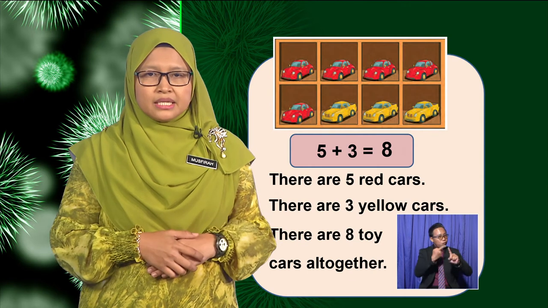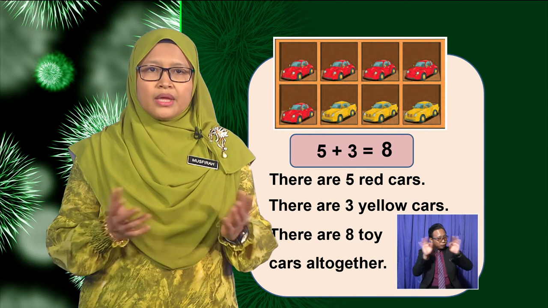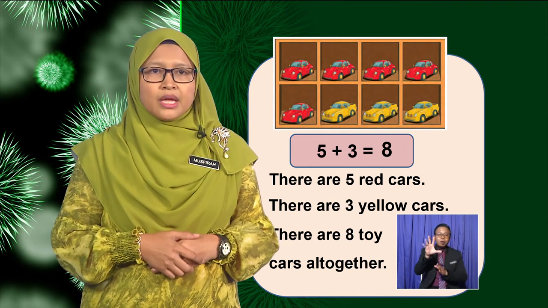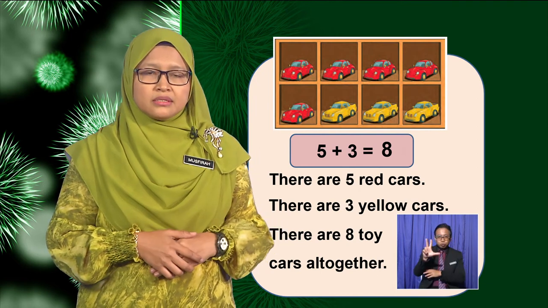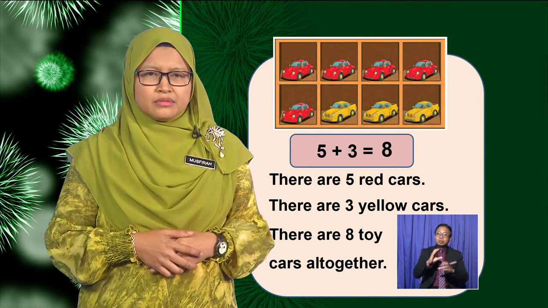From the number sentence, we can create a story about the picture. There are 5 red cars. There are 3 yellow cars. There are 8 toy cars all together. Well done!